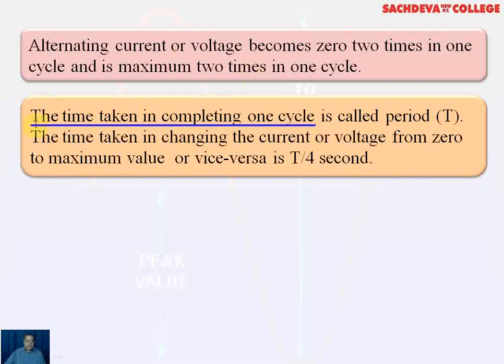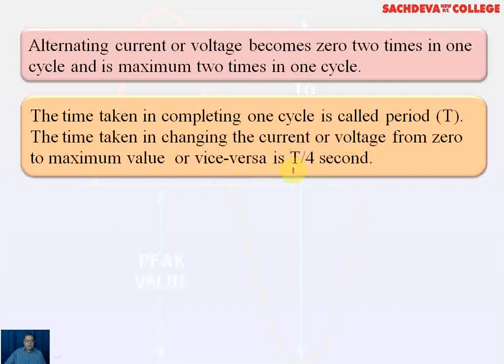The time taken in completing one cycle is called time period, represented by T, and time period is always inverse to frequency. The time taken in changing the current or voltage from 0 to maximum value or vice versa is T by 4 seconds. So in T by 4 seconds, if we add T by 4 four times, it will become T.